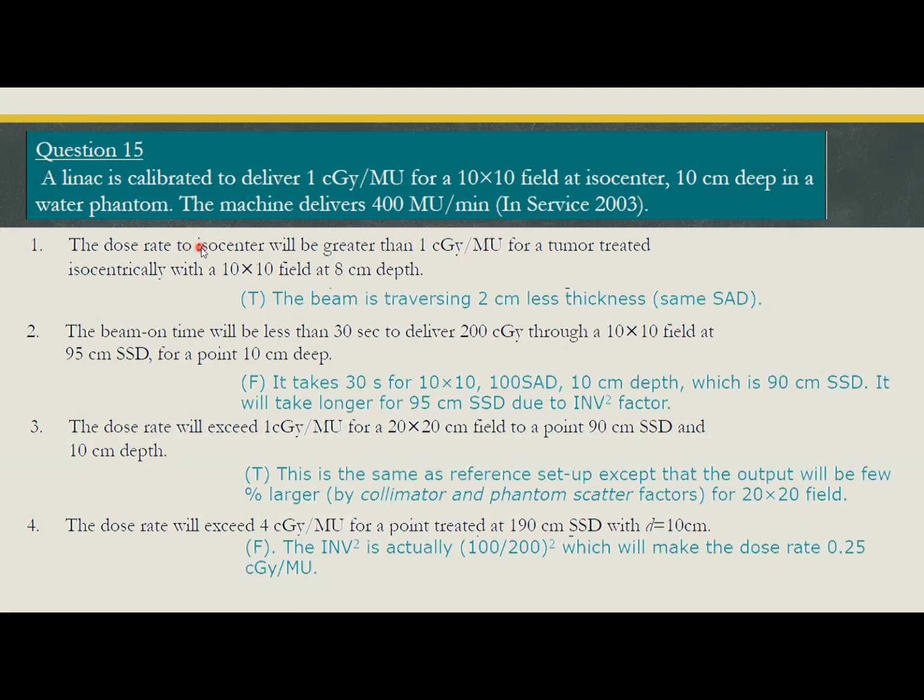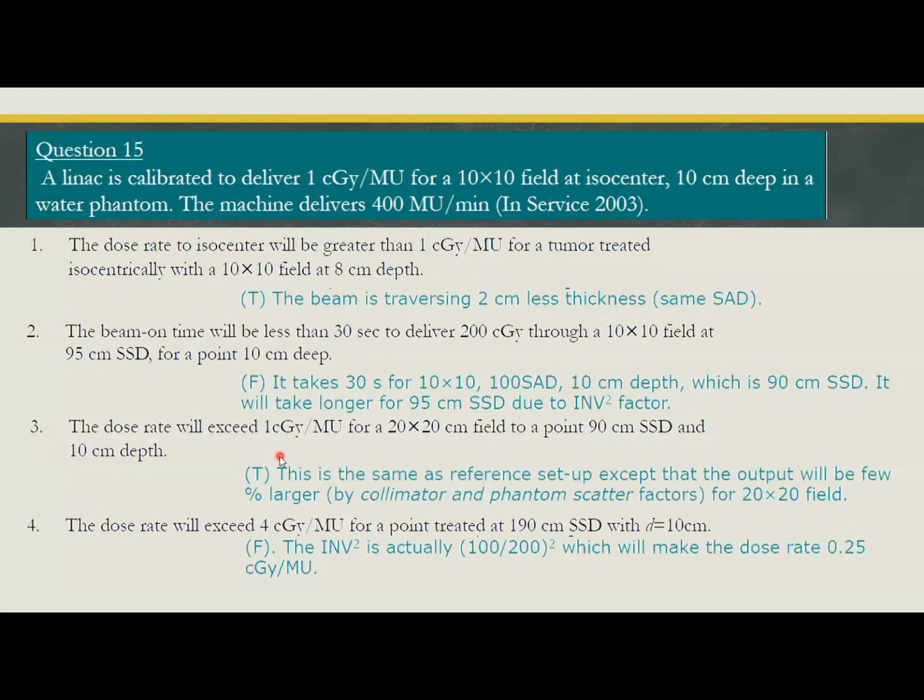So now read. The dose rate to the isocenter will be greater than 1 cGy per MU for a tumor treated isocentrically. The beam is traversing 2 cm less thickness. The beam on time will be less than 30 seconds to deliver the 200 cGy. It takes 30 seconds for a 10 by 10 field size at 100 cm SSD at 10 cm depth, which is 90 cm SSD. It will take longer for 95 cm SSD due to the inverse square law factor.